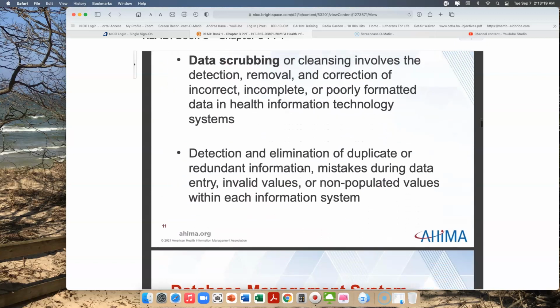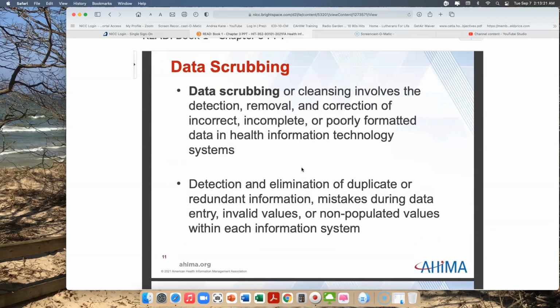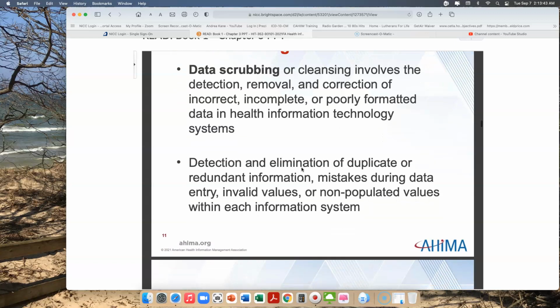Data scrubbing or cleansing involves the detection, removal, and correction of incomplete, incorrect, or poorly formatted data in health information technology systems. Detection and elimination of duplicate or redundant information, mistakes made during data entry, invalid values, or non-populated values are included in this. And you look for all of those in each information system.